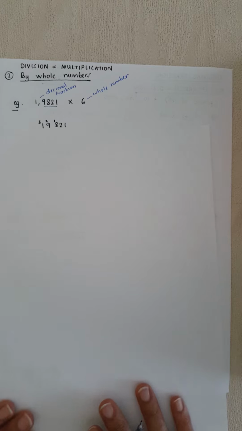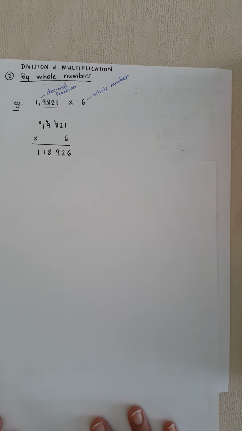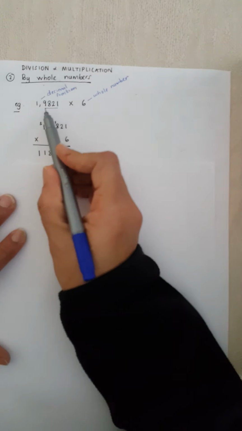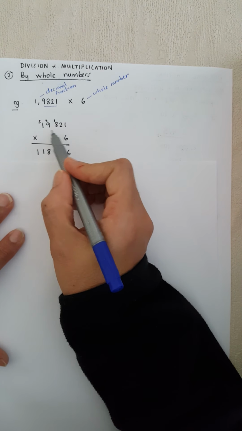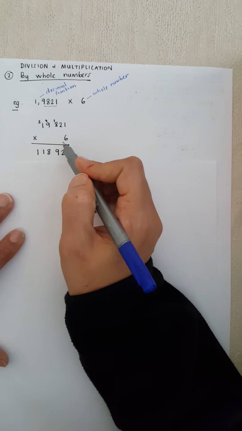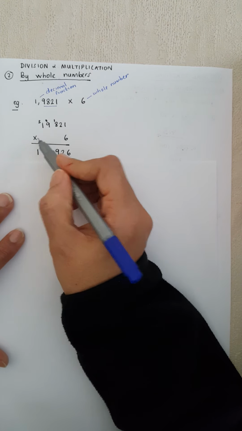So what do I mean by that? I'm not looking at the decimal, okay? So I'm writing it as 19821. I took the decimal out, and then my 6 stays the same, right? Now I'm going to multiply.